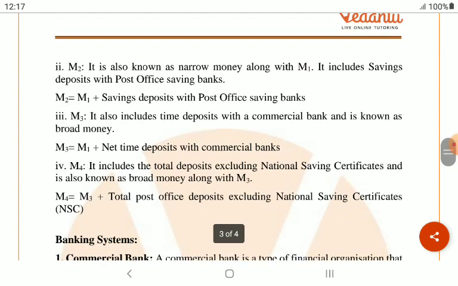M2 is also known as narrow money along with M1. It includes savings deposits with post office savings banks. That is, M2 is equal to M1 plus savings deposits with post office savings banks. Next, the third one is M3. It also includes time deposits with commercial banks and is known as broad money. M3 is equal to M1 plus net time deposits with commercial banks. That is the formula. Okay.